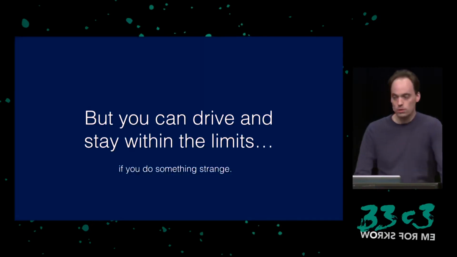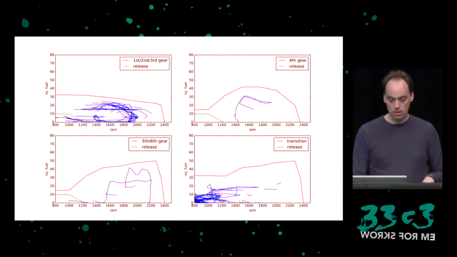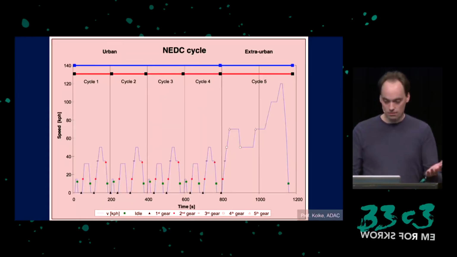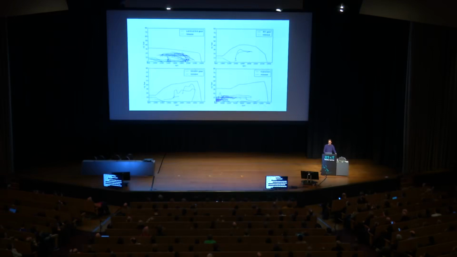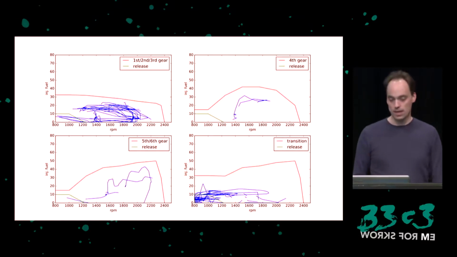And it turns out if you do something really strange, you can stay within these limits. So we tried that, and we managed to stay within the limit by doing something. And it was reproducible. We could do this a lot of times, and we would always stay in this limit. And the answer is, if you drive the test cycle, you're staying in this limit. So these curves closely correlate to the limits that you need to pass the NEDC.